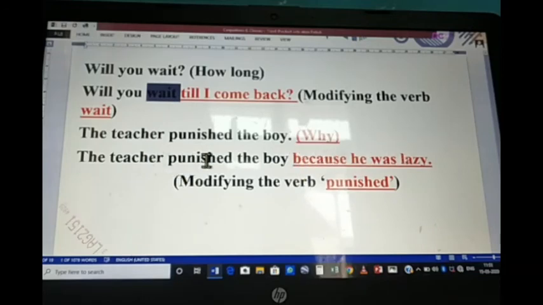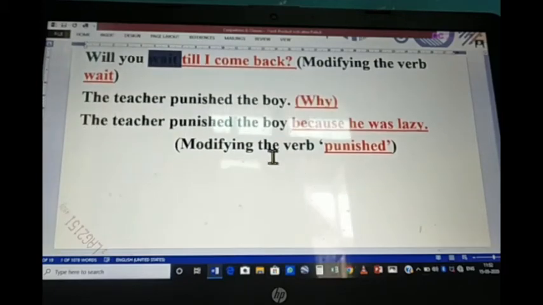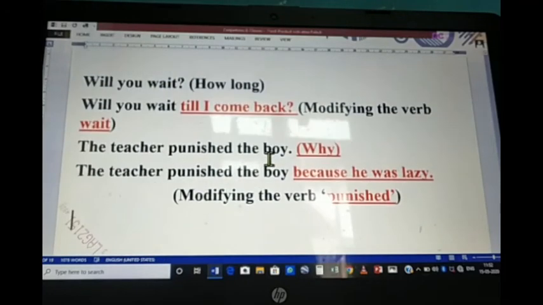Punished, सजा दी गई. इन्हें सजा क्यों दी गई? Because he was lazy. क्योंकि वो क्या था? Lazy था. तो इस तरह से with the help of these examples, you must have understood really what an adverb clause is. So my dears, today in this lecture we studied kinds of subordinate clauses.